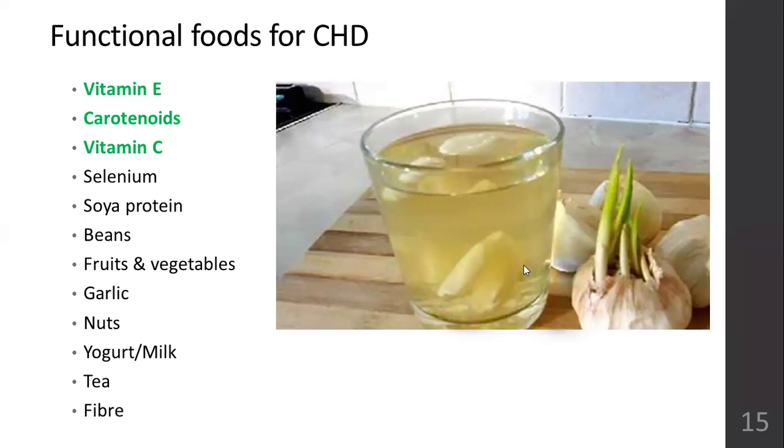Also, for hypertensive patients, people who have hypertension, add more garlic into your regular diet as well.